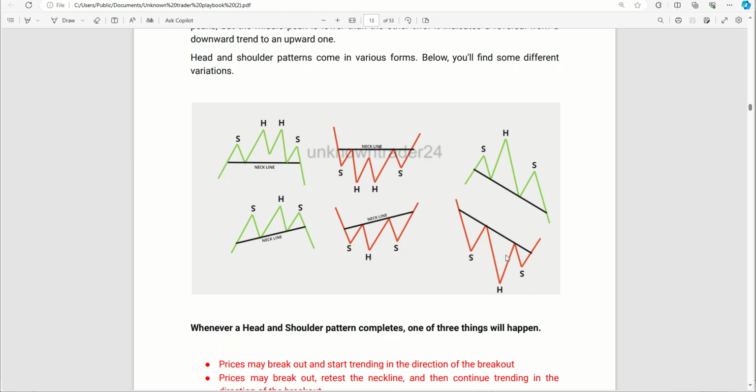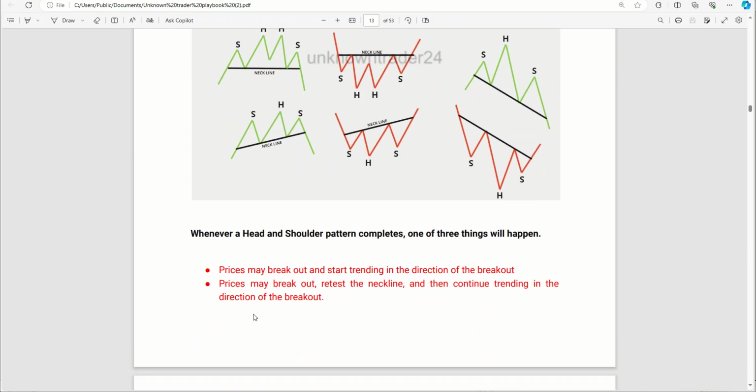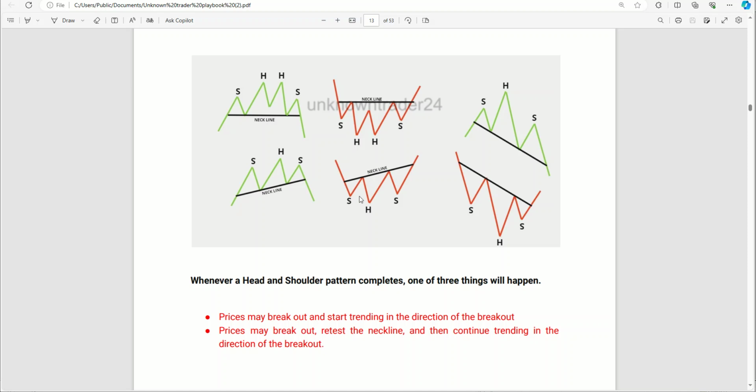There are many patterns I've showed you on this playbook, and on different days you're going to get different kinds of patterns. If you read carefully right here, I told you they will do three things. Prices may break out and start trending in the direction of the breakout. Prices may break out and retest the neckline. This is what we got on this one. They broke out and they retested. For me it's still valid if they just retest and then continue in the direction.